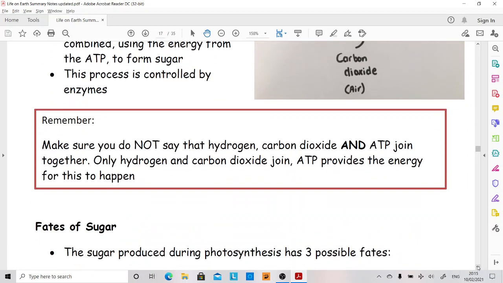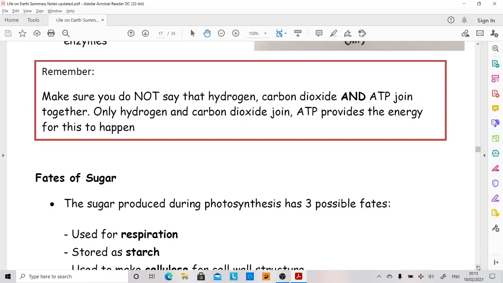Somebody thought it's so important to put this into a big box. Make sure you don't say hydrogen, carbon dioxide and ATP are all joining together. They're not. It's carbon dioxide and hydrogen that are getting joined, and ATP is the energy for that.